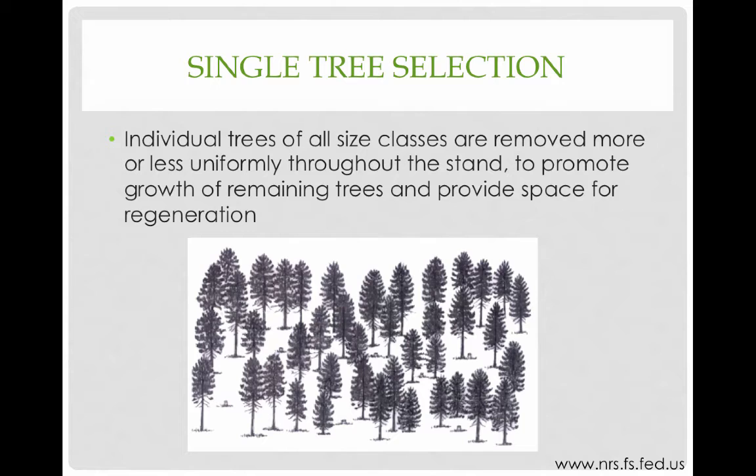So you're removing trees from all diameter classes. So you're not using a selective system where you're just removing those best, highest, biggest quality trees. No, you're removing trees uniformly. So you're taking out trees that are financially mature. You also may be taking out smaller diameter trees to tend the stand. So maybe there's a little bit of crowding. You tend it to release growing space. So you're removing trees across many diameter classes.